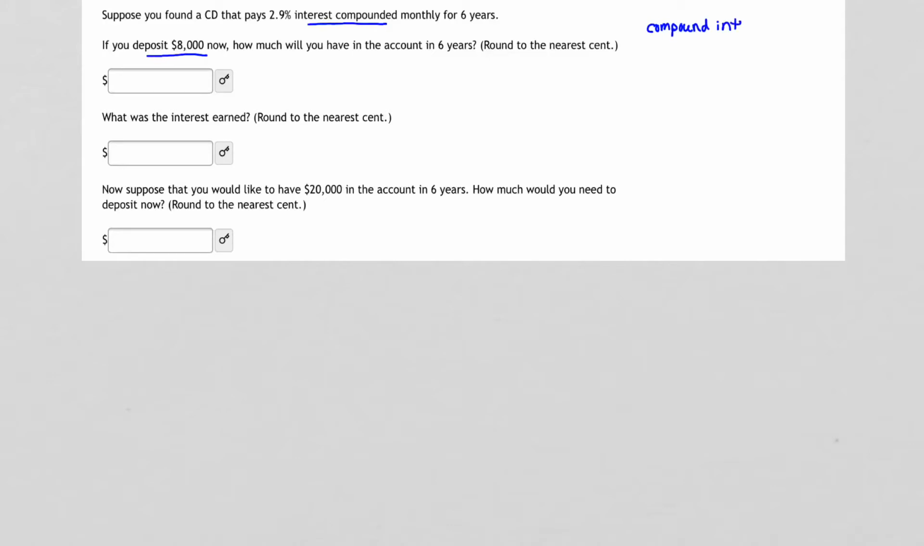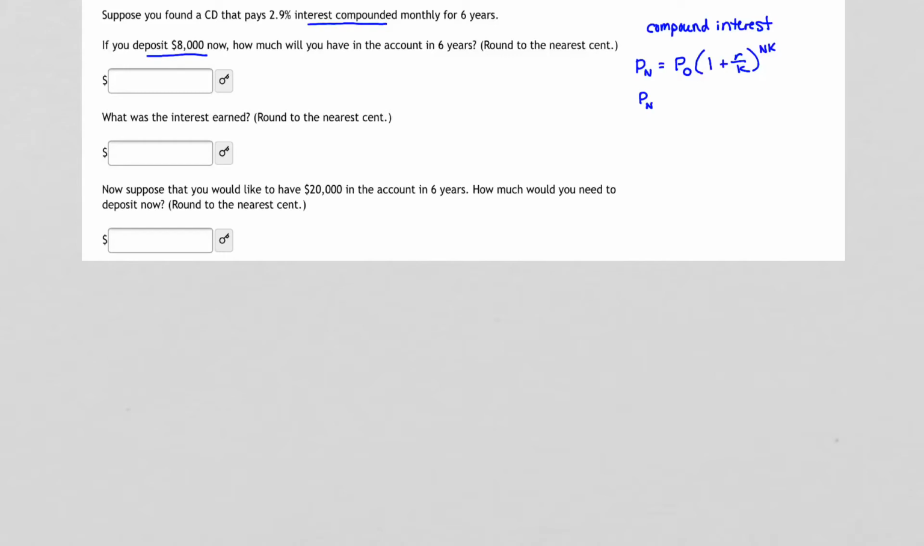And what is the compound interest formula? Well, it says that the principal or future amount after n years is equal to the initial principal times the quantity of 1 plus r over k raised to the nk. And in this formula, let's identify all the pieces.